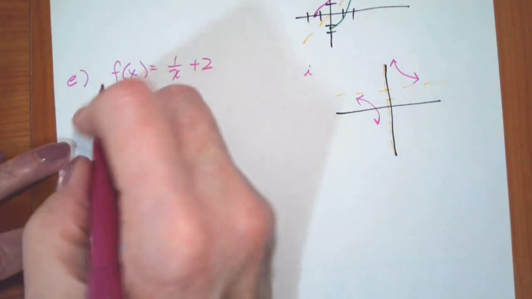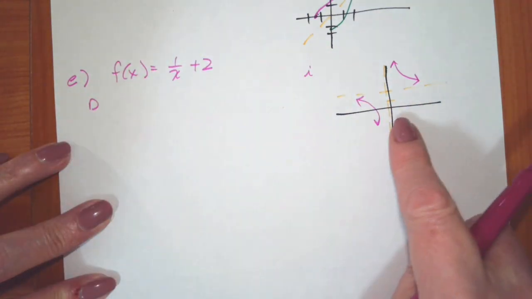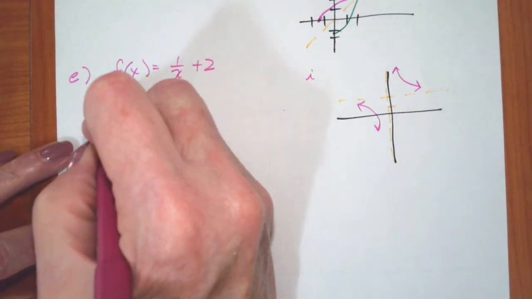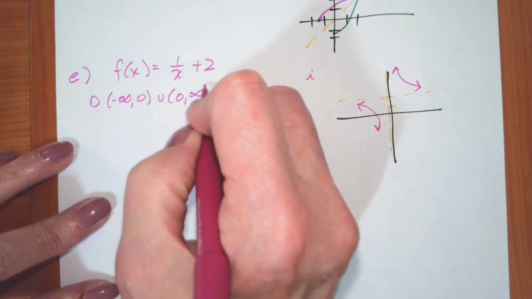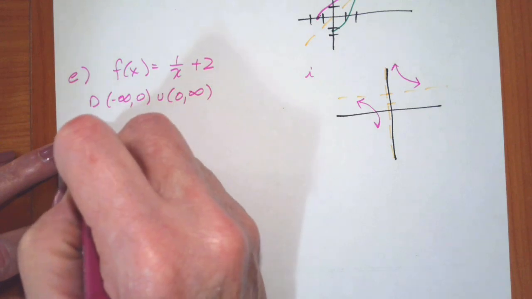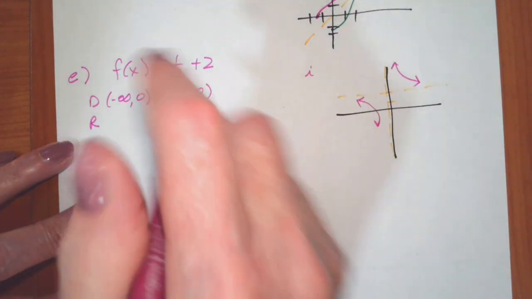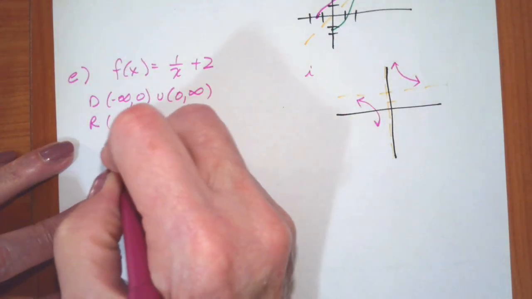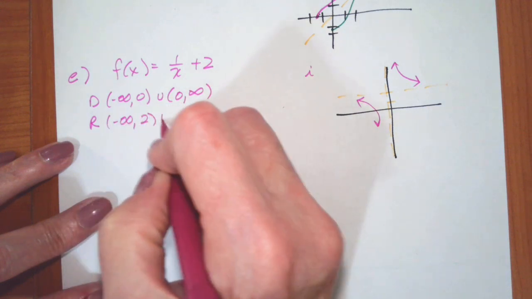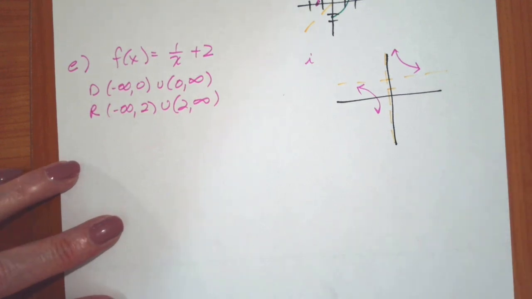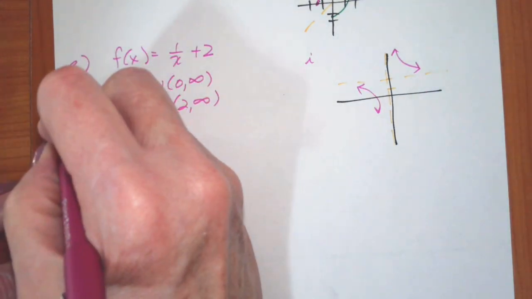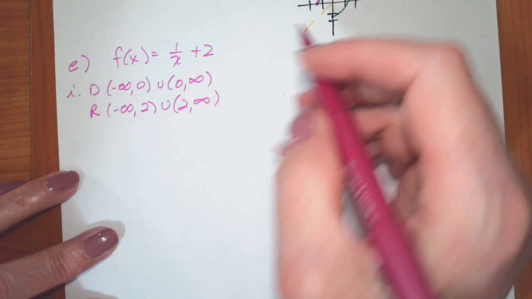So for this function, my domain is everything except where it's undefined. So it goes from negative infinity to 0, and then jumps over and goes from 0 to infinity. In my range, I have a horizontal asymptote at 2, so this is negative infinity to 2, and then go on and go from 2 to infinity. Okay, so there's part 1.